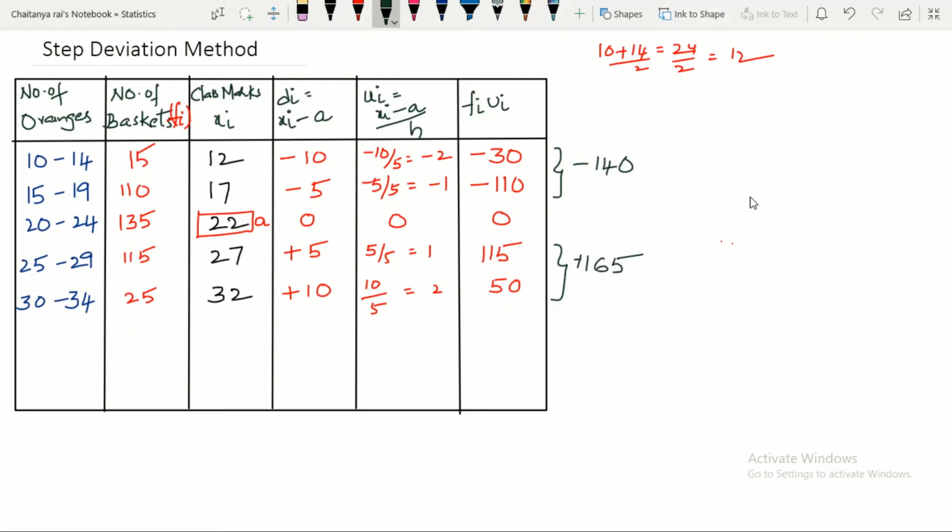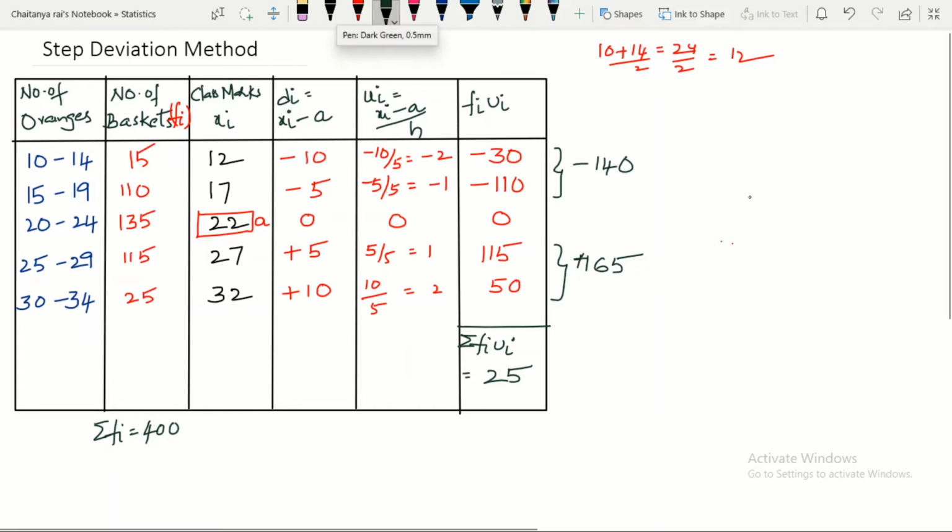So we have to find sigma fi ui, which equals, see here, this is a positive value, this is a negative value. 165 minus 140 gives us positive 25. So the sigma fi value is 400. We are going to substitute these values.